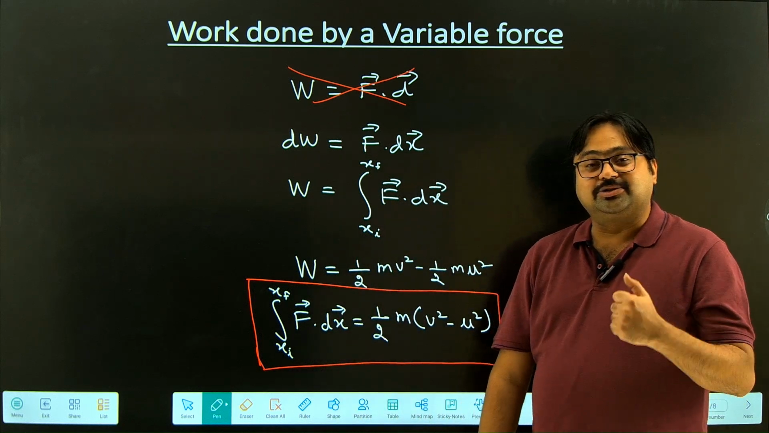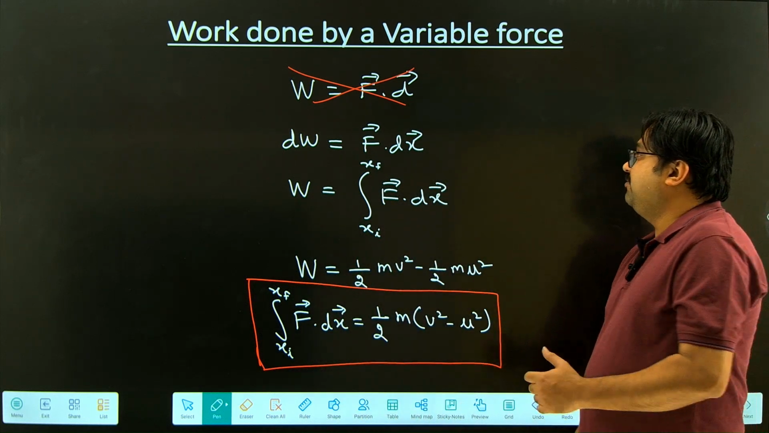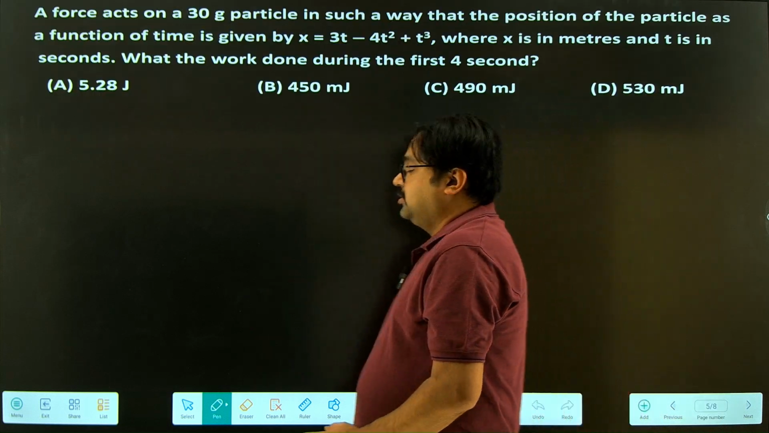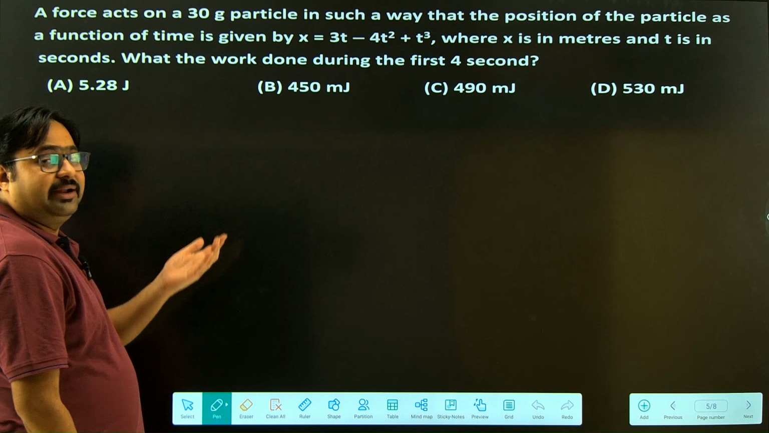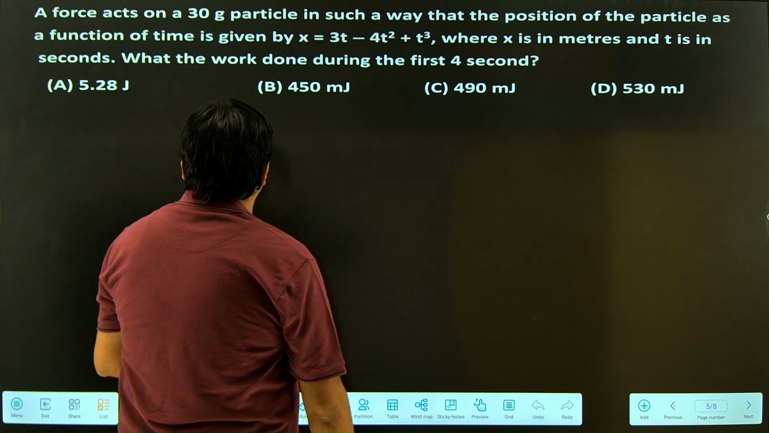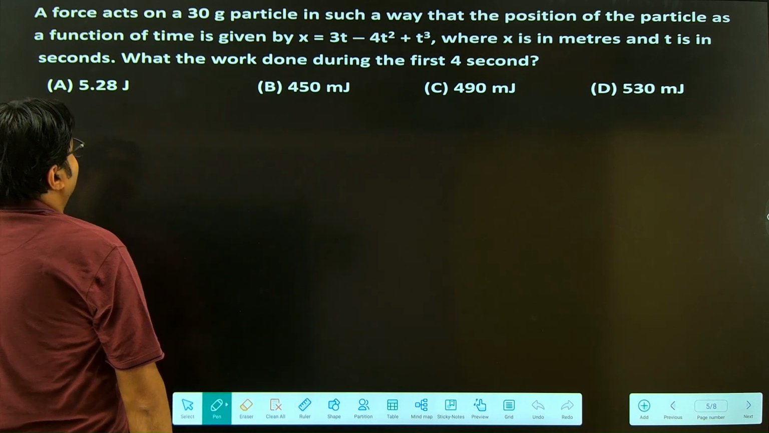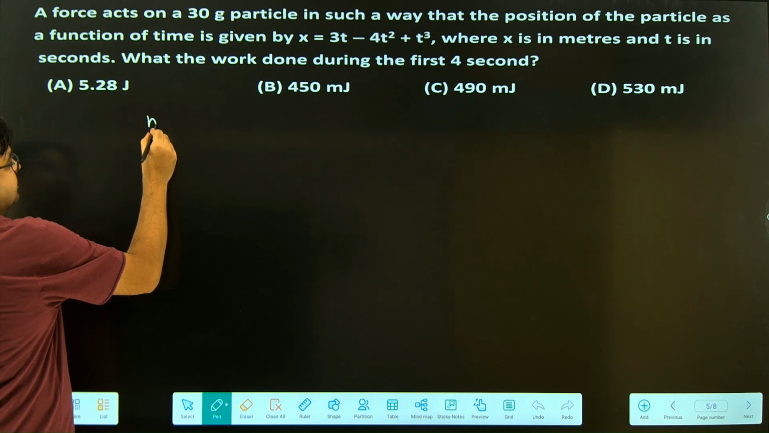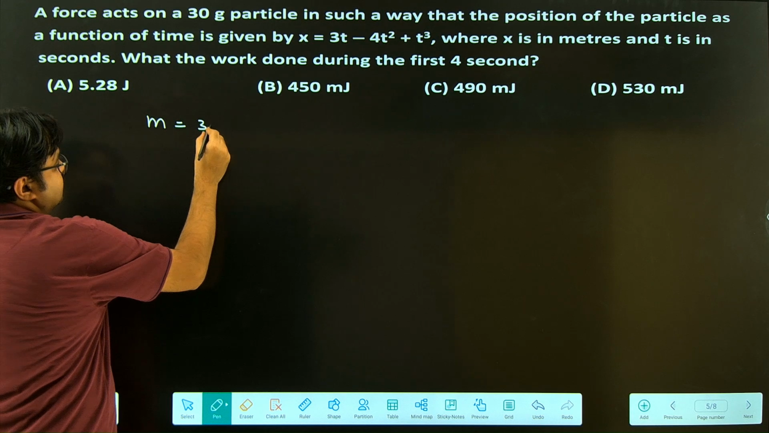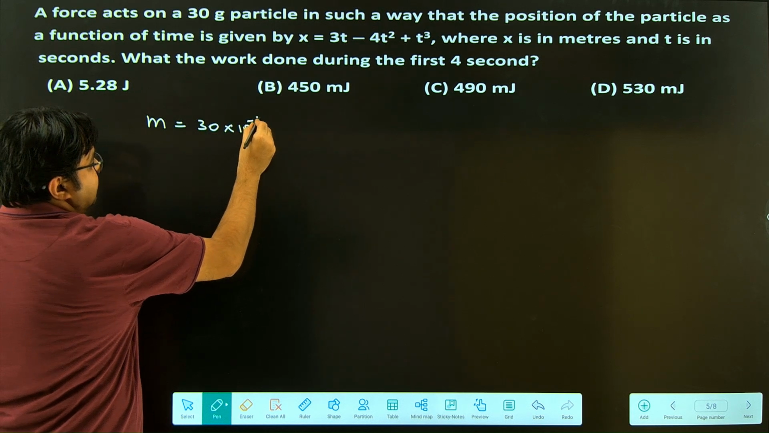Now, having understood this little bit of physics, we will continue to solve another question. This question had appeared in a competitive exam. Let's see what the question says. A force acts on a 30-gram particle. So the mass of the particle is 30 gram. 30 gram is 10 to the power of minus 3 kg.